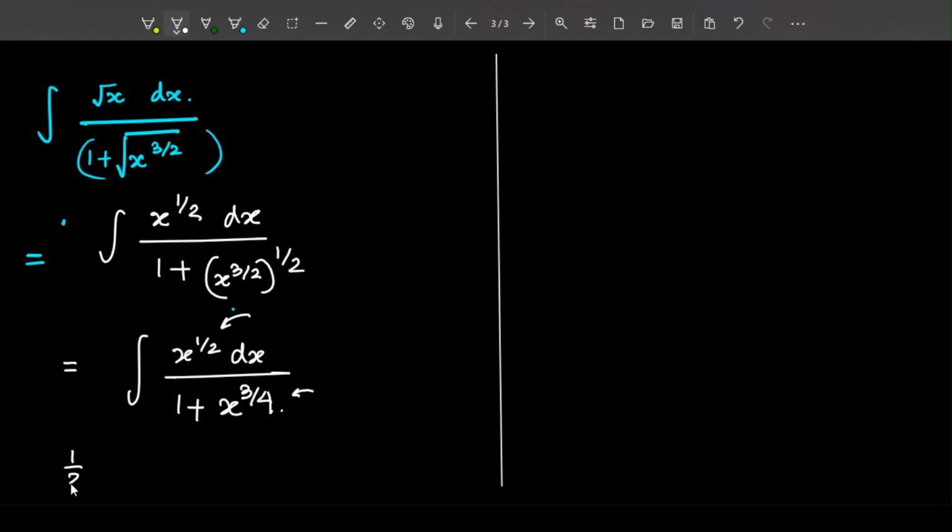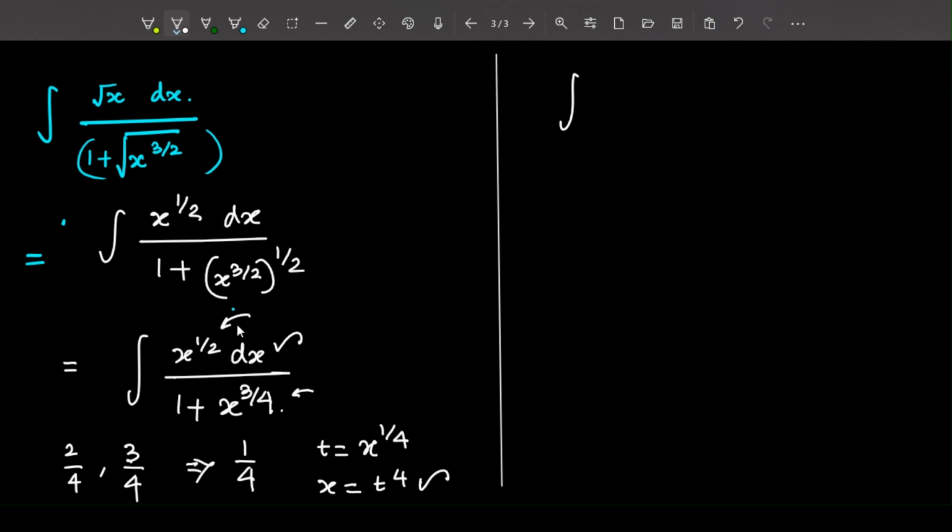So 1 by 2 could be written as 2 by 4, and this power 3 by 4 could be written as just 3 by 4, and the common factor between them was 1 by 4. So I thought we can give t is equal to x power 1 by 4, and x becomes equal to t power 4. To convert dx, I'm writing x is equal to t power 4. So using this, x power half becomes t square, and x power 3 by 4 becomes t cube.